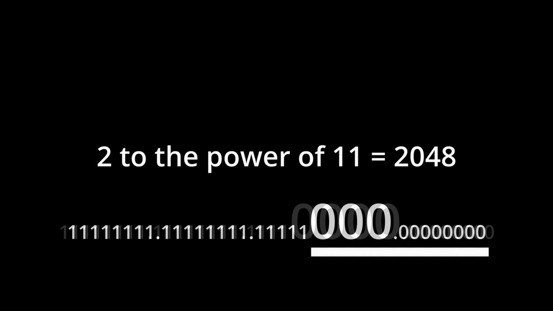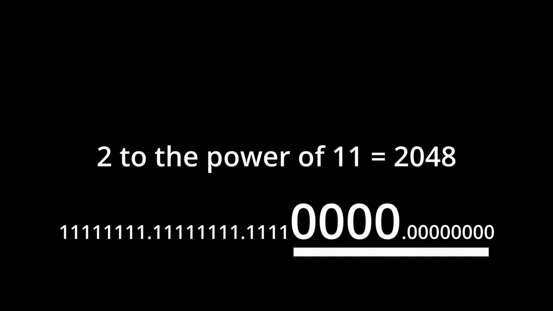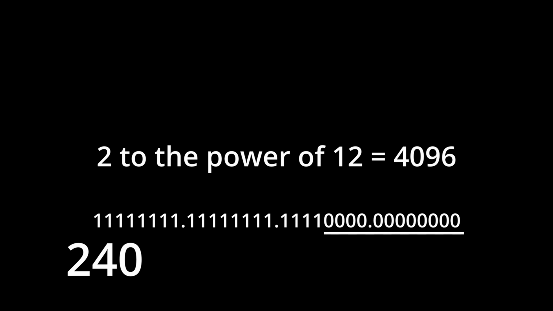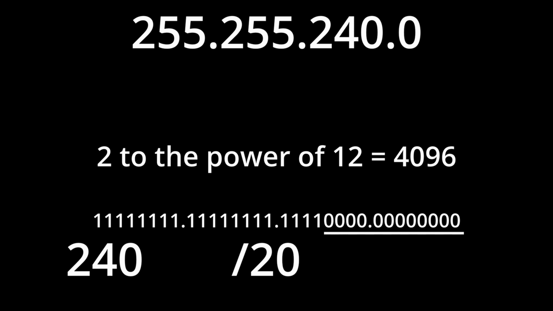So we can have 4 binary ones and then 12 host bits. 2 to the power of 12 is 4096. That's enough right there. So our subnet mask will be 20 binary 1s followed by 12 zeros for the host bits. The network bits add up to 240, or as I said, /20 slash notation. This will make our mask 255.255.240.0.